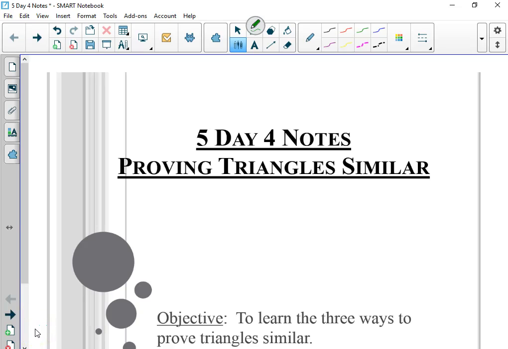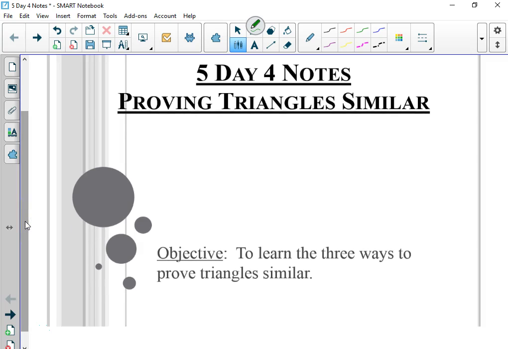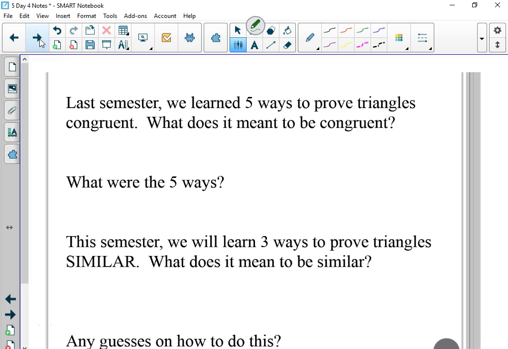Okay, day 4 notes. Proving triangles similar. So our objective is to learn 3 ways to prove that triangles are similar. Alright, this is not last semester, this is earlier this semester.